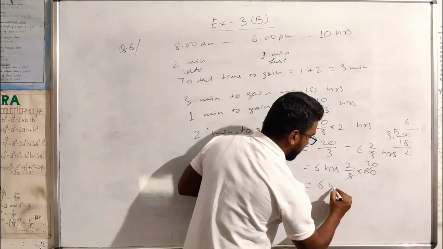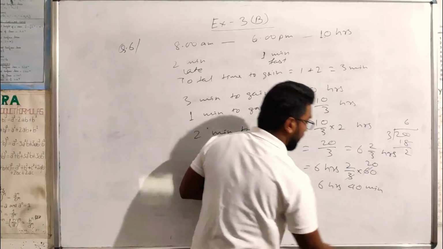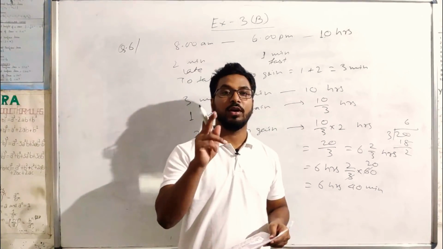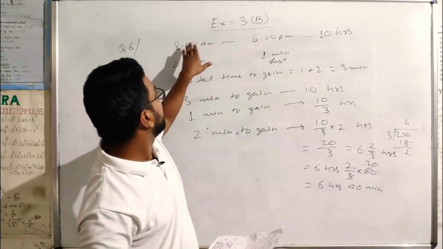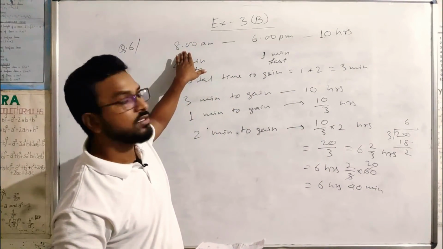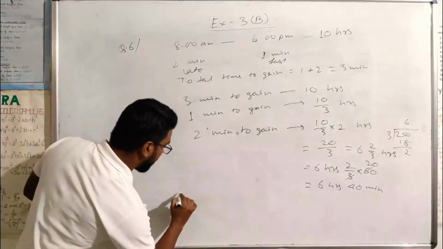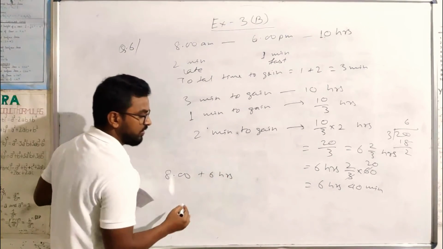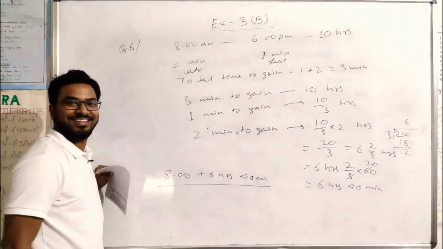So 6 hours 20 minutes into 2 is 6 hours 40 minutes. So after 6 hours 40 minutes, it will show the right time. So if you add 6 hours 40 minutes to this time, it will be how much? So from 8 a.m., if you add 6 hours 40 minutes, then what will be the timing?